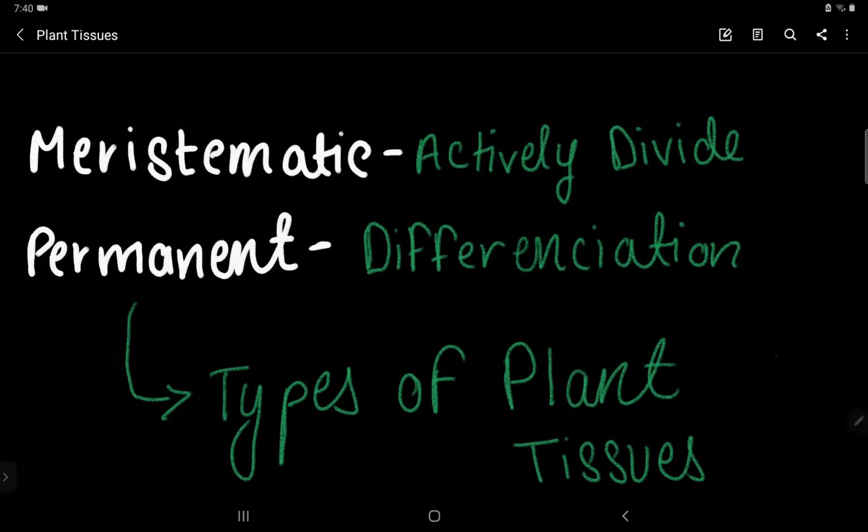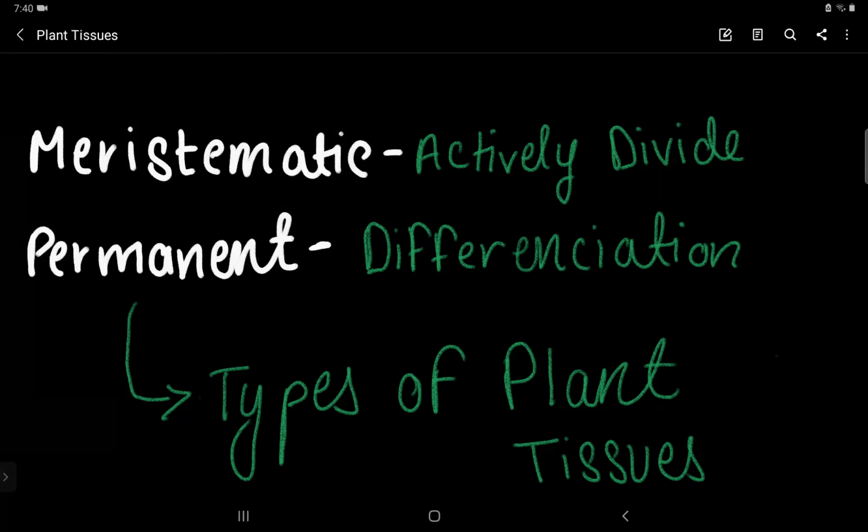Now, let's move on with the permanent tissues. The permanent tissues, on the other hand, form the bulk of the plant and perform specific functions. They do not divide. In fact, when the meristematic tissues grow and mature, they lose the ability to divide and become permanent tissues. There are three main subtypes of permanent tissues on the basis of their functions.